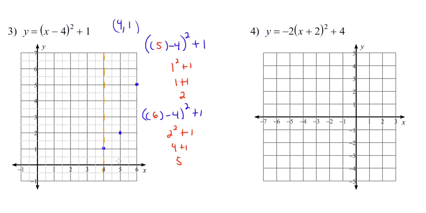So all we need to do is reflect. This point is 1 step to the right, so its partner will be 1 step to the left. This point is 2 steps to the right, so its partner will be 2 steps to the left. And there is our parabola.